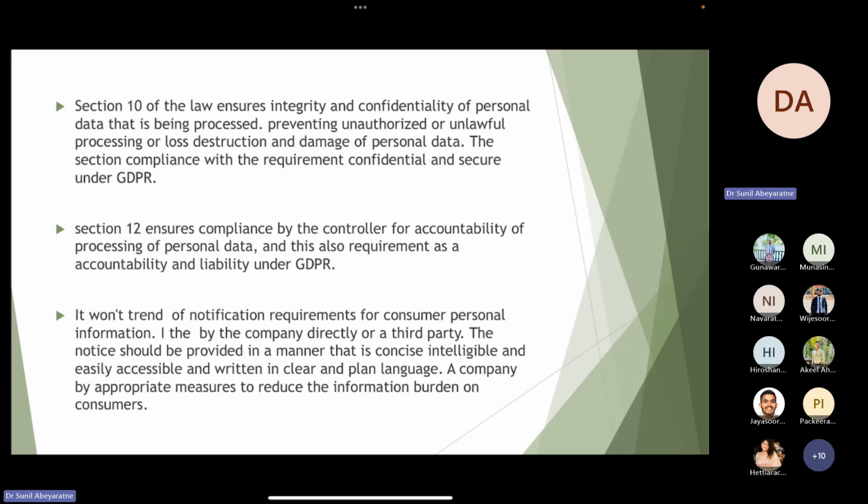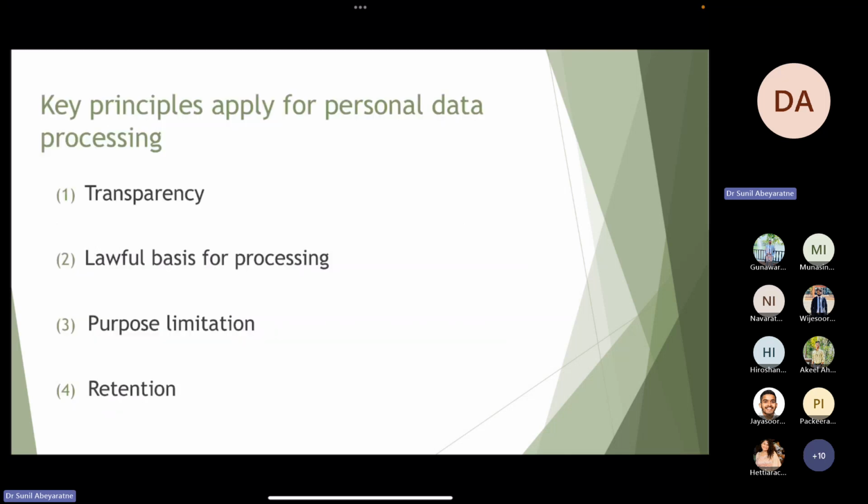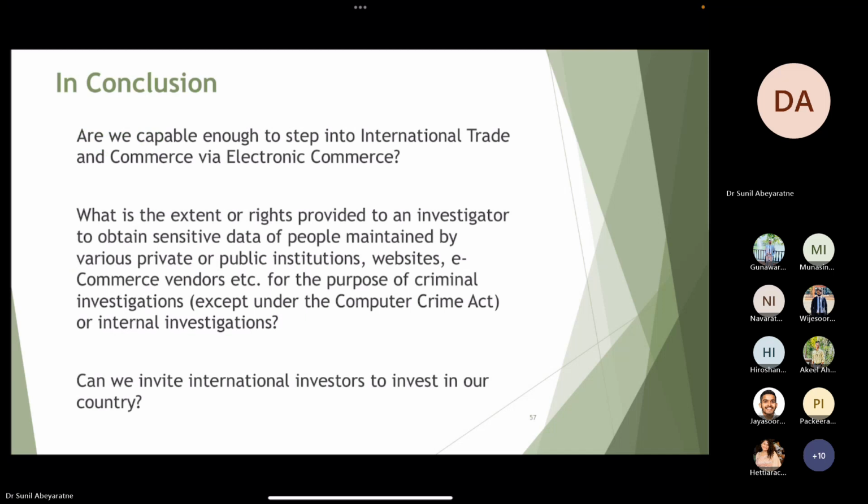Then who is going to look after the security of personal data in the cloud? Once again, when you look at the 7 principles under the GDPR or the provisions under our Personal Data Protection Act, we can apply the same principles, subject to some modifications, to cloud computing as well. These are the principles applied for personal data processing: transparency, lawful basis for processing, purpose limitation, and retention.